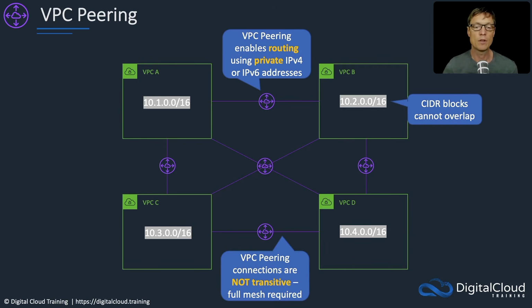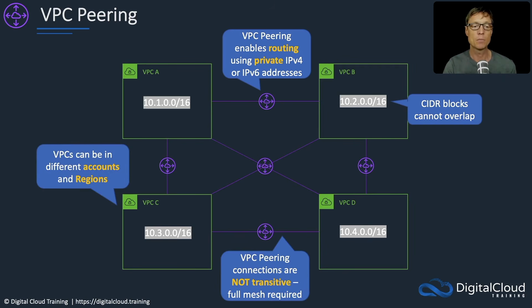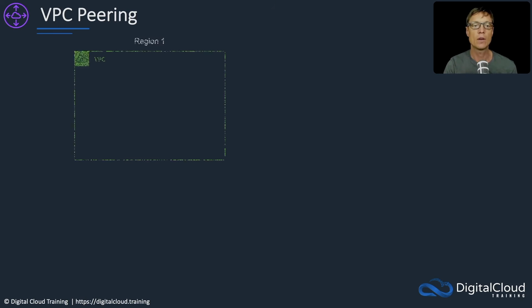Now, with these 4 VPCs, it's not too bad, but you can imagine if you spread this out across a lot more VPCs, soon this full mesh topology means you've got a huge number of connections to set up and to manage. So it becomes a bit unwieldy, and there are other solutions which we're going to look at later on in this section and in sections to come. Now, as I mentioned before, the VPCs can be in different accounts and they can be in different regions as well. Now let's have a look in a bit more detail about how we set this up.